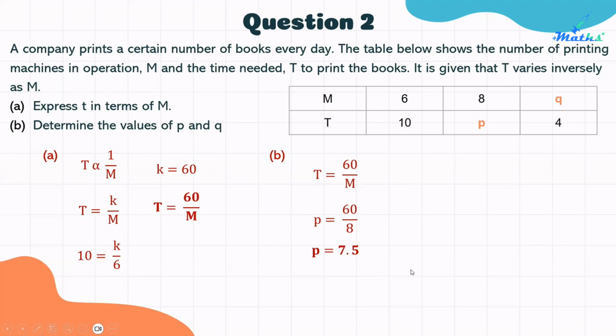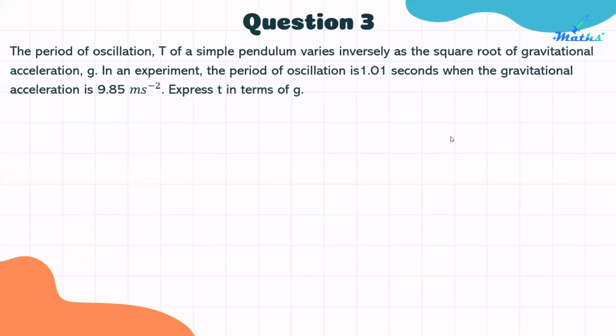Next is our value of Q. Our value of Q is M, so M will be replaced by Q. And we have a value of T that is 4. So T equals 60 over M, and our T is 4. So 4 equals 60 over Q. So our final value of Q is 15.